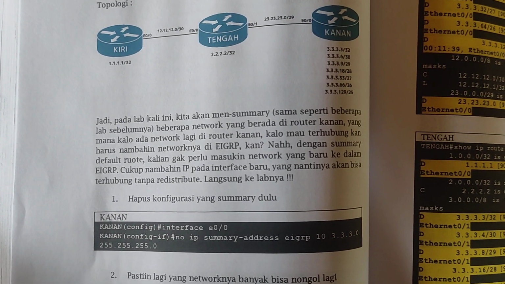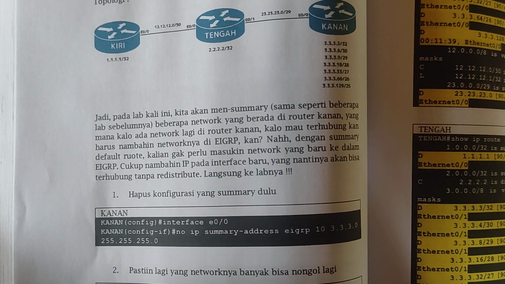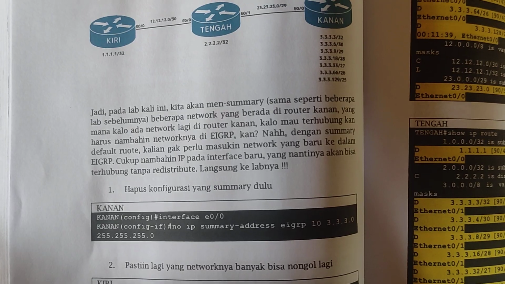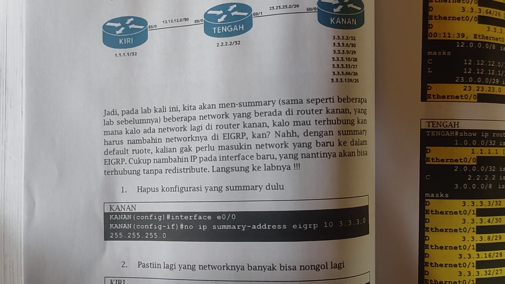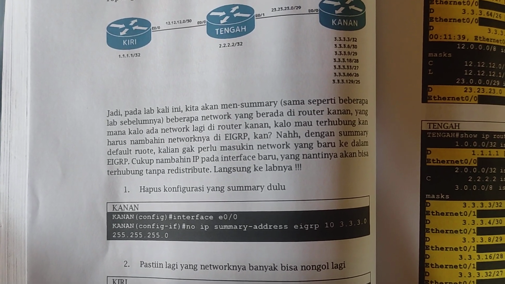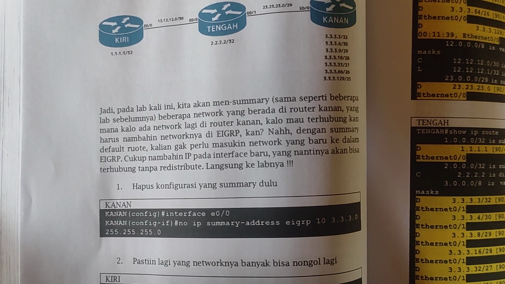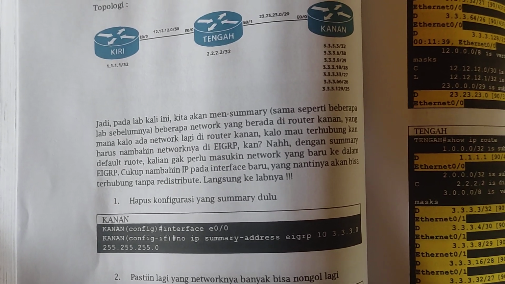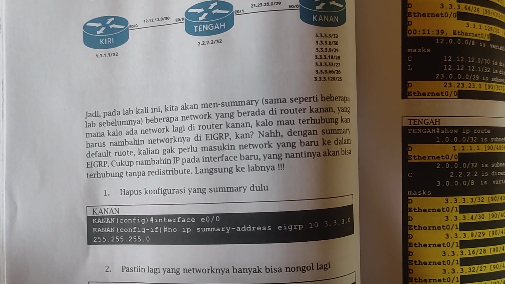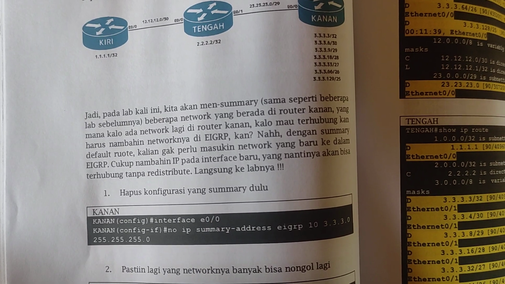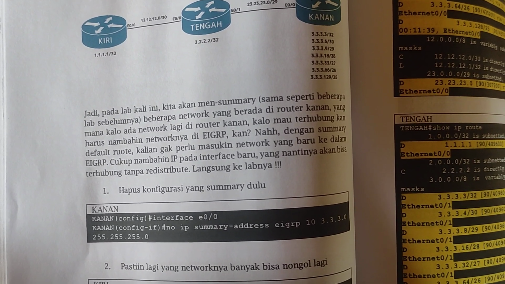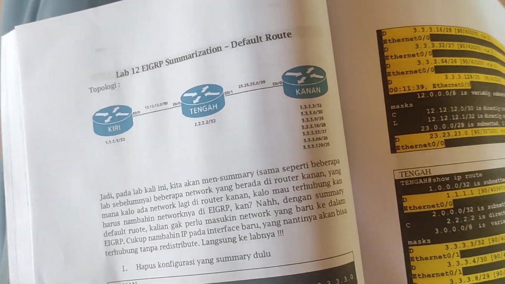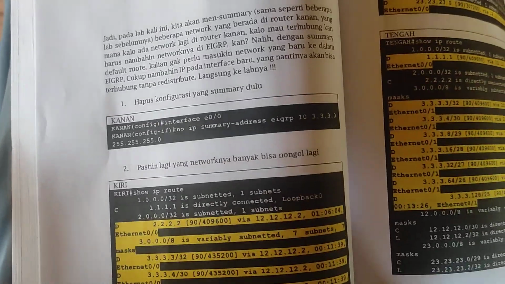EIGRP summarization default route is a way for a router to tell its EIGRP neighbors that it is the main path for all unknown traffic. This is done by creating a special summary route of 0.0.0.0/0. As a result, other routers will see it as the gateway to the internet or any external network. Okay, so now I will show you the configuration.